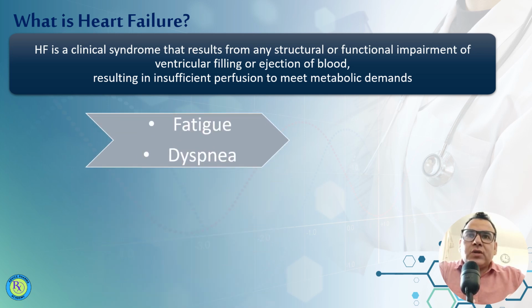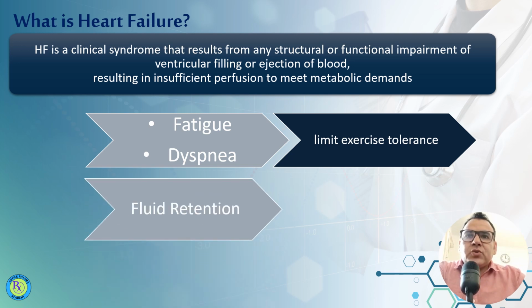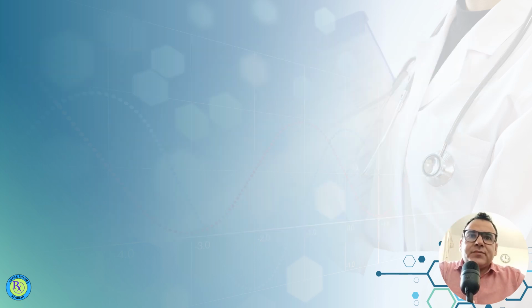The main symptoms will be that the patient will have fatigue and dyspnea, which is difficulty in breathing. Both of these symptoms will affect the patient's exercise, so the patient cannot do any exercise or has limited exercise tolerance. He will feel fatigue with even walking or mild exercise. Another main symptom will be fluid retention. The patient will have a lot of fluids. These fluids can be in the lung, causing pulmonary congestion, or may accumulate in the legs or peripheral organs, causing peripheral edema.